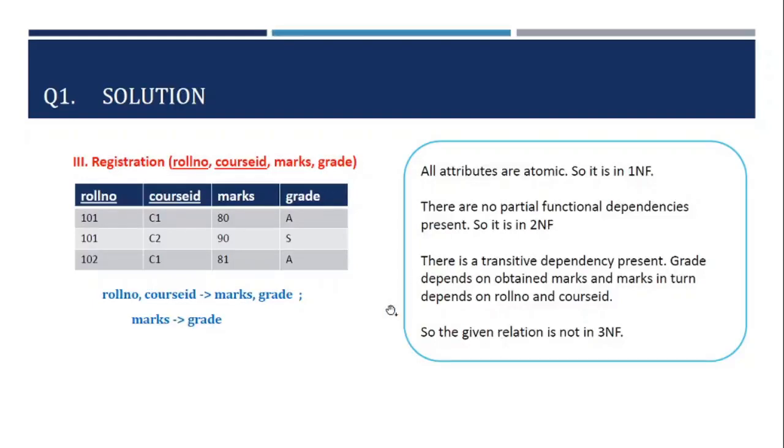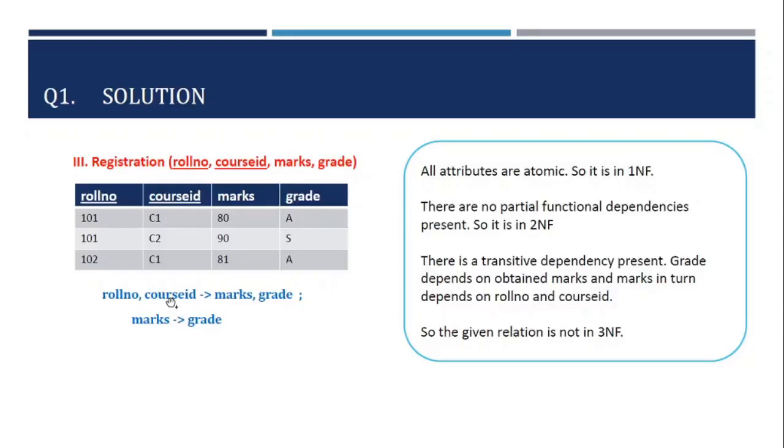Now let us check whether it is in third normal form. For that we have to check whether there are any transitive dependencies. Now if we take grade depends on marks, according to the second functional dependency, grade depends on marks. And what does marks depend on? Marks depends on a combination of roll number and course ID.